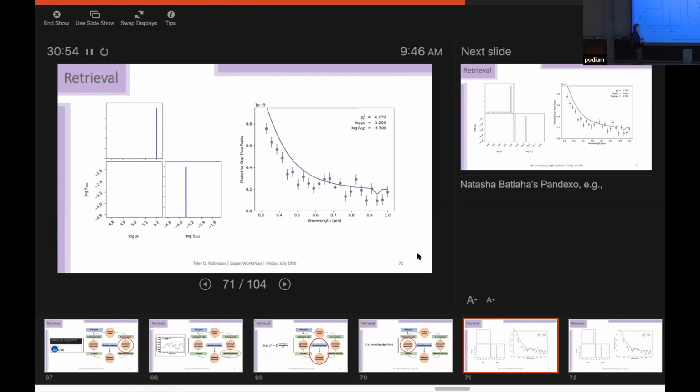Let's say we knew the radius of the planet. Let's say we knew its gravity. Let's say we knew its orbital distance. And I decided that I only want to try to fit for a couple of parameters. I'm going to try to fit for the surface pressure of this world, and I'm going to try to fit for the mixing ratio of water vapor in the atmosphere of this world.